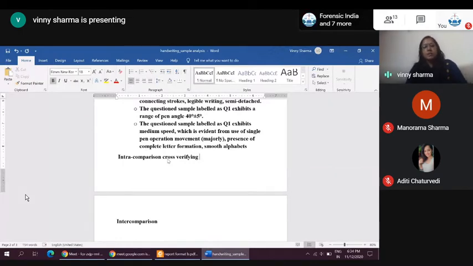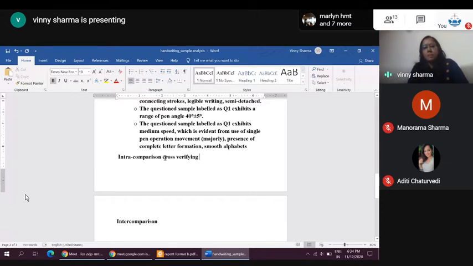The standard sample that was supplied to me contained almost 50 signatures, and those 50 signatures were actually traced from one another. There were only 10 genuine signatures in that bundle of 50, and the rest 40 were traced from one or the other of the 10 original signatures. So if I had not performed the intra comparison, I would not have been aware of this fact.